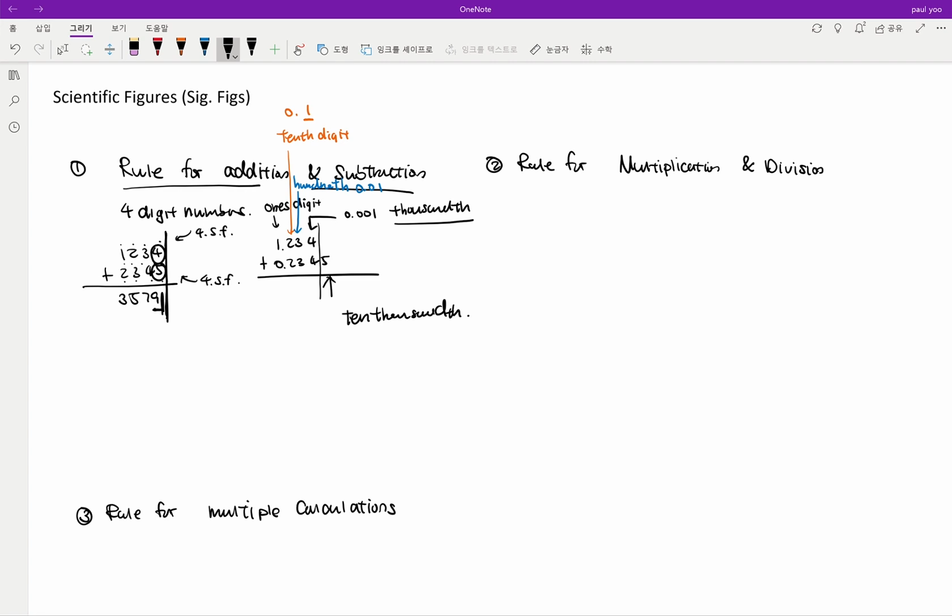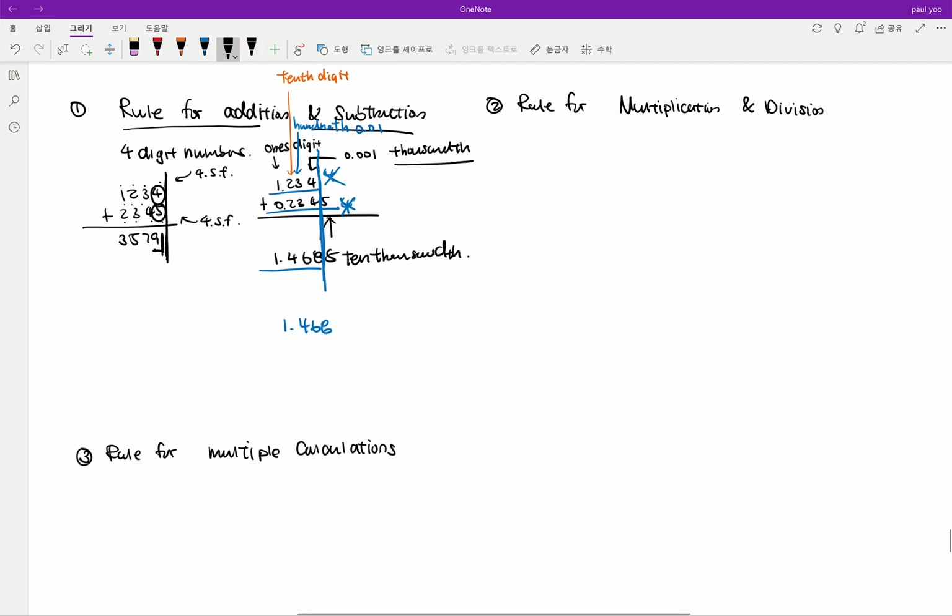So after you add them to get 1.4685, you cut it off at the greater decimal position. So this is going to be the answer. For the rules of addition and subtraction, this one had 4 sig figs and that one had 4 sig figs, but this really doesn't matter. You only count at where you add them.